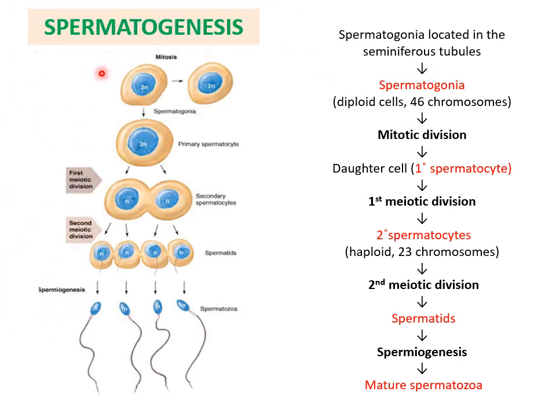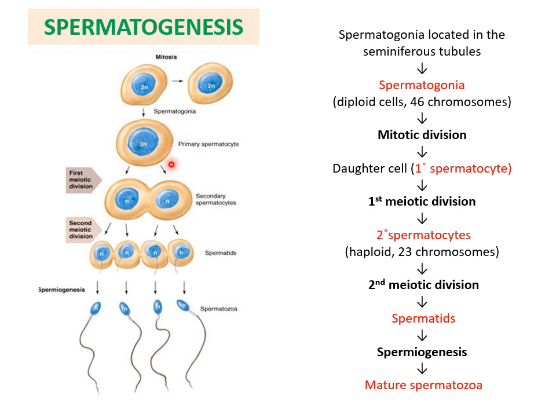This is the step-by-step process of the spermatogenesis. It begins with spermatogonia, which is located in the seminiferous tubules of the testes. Spermatogonia are diploid cells with 46 chromosomes. They undergo mitotic division to produce daughter cell, which is the primary spermatocyte.